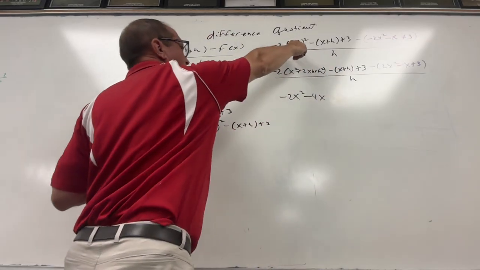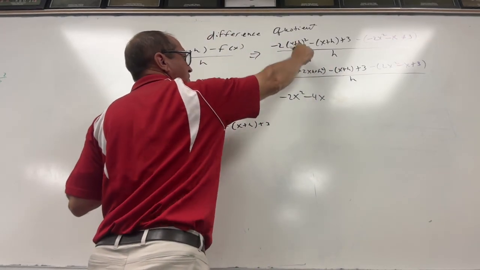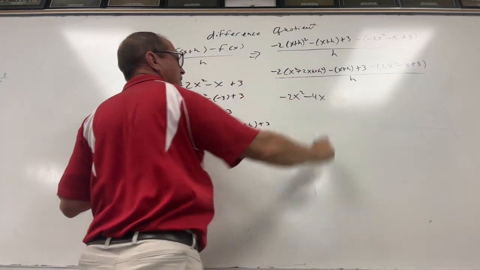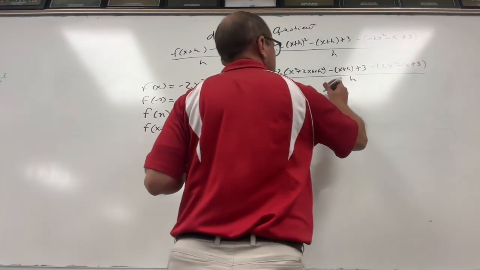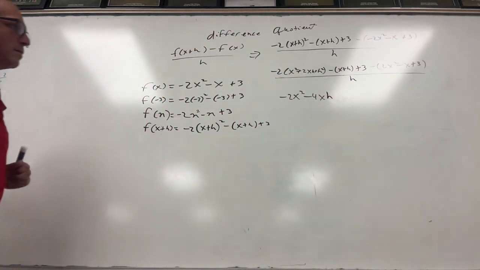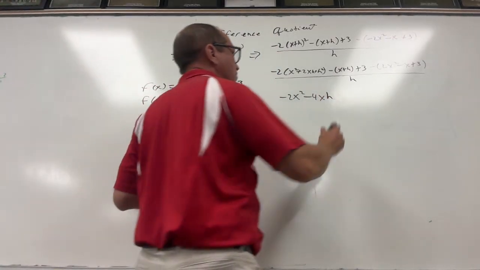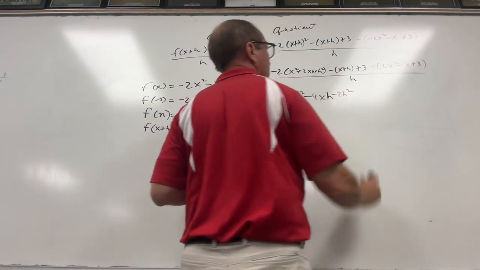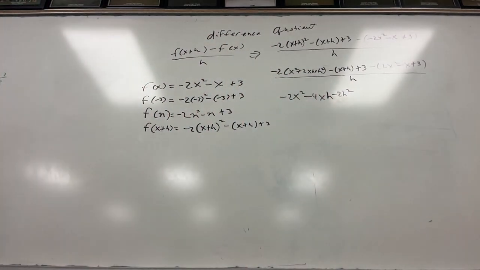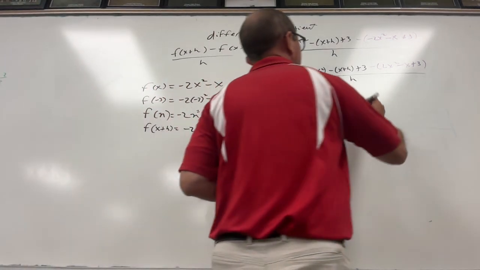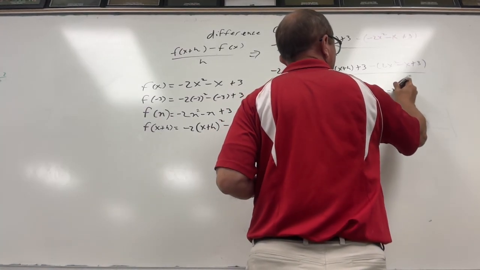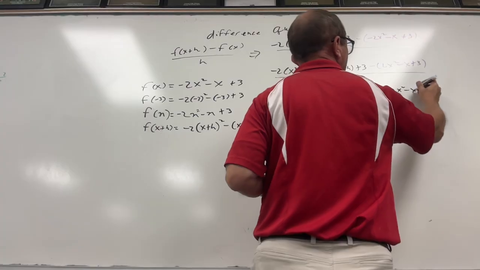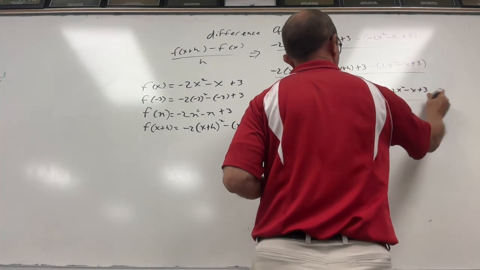I apologize. Squaring this binomial, it's x squared, 2 times the first times the second, 2xh, and then the third term squared is h squared. All right, so this is minus 4xh, right? And then minus 2h squared. All right. And then distribute the negative into the next portion, so it's negative x minus h plus 3 minus 2x squared minus x plus 3 all over h.